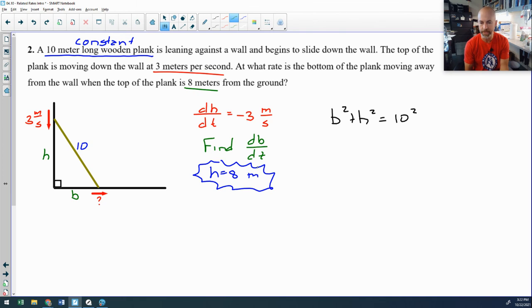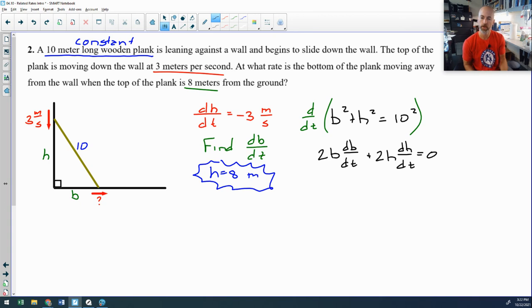So if I want dB dt, I'm going to have to introduce a derivative, a rate of change here, and that will be done by differentiating the equation. The derivative of b squared is 2b, but we are differentiating with respect to t. B is not a t, so I have to tack on the dB dt. The derivative of h squared will be 2h dh dt. And then 10 squared is a constant, and the derivative of a constant would be 0.